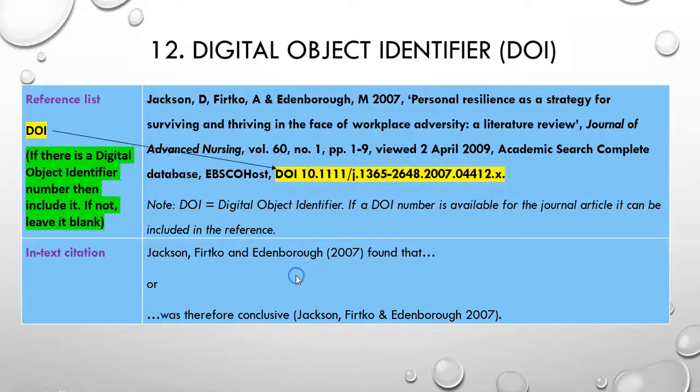Then, finally, if there is a digital object identifier number, then you can include it. If you can't find one, leave it blank. Again, go to the reference information section on the library website, and if they have the DOI, then you can include it.